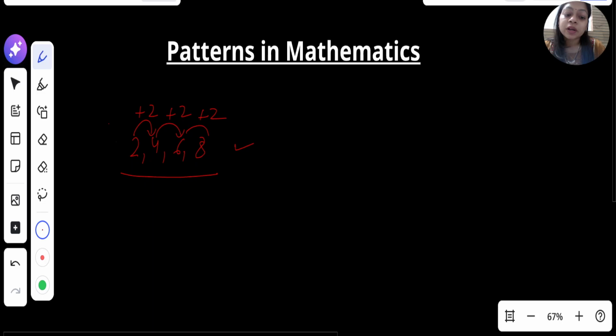This can be written in a number format, and it can be written in a picture format. The picture format for the same would be like first there are 2 circles, then you have 4 circles, then you have 6 circles. This is basically a pattern in mathematics in picture format. Now let's take a look at the same in your NCERT book.